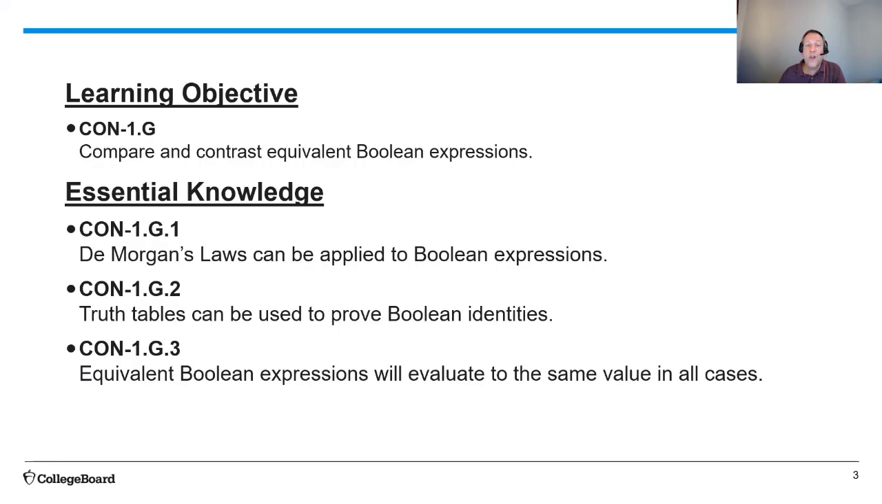Well, we're going to continue to compare and contrast our equivalent Boolean expressions. We're going to revisit De Morgan's laws and how they can be applied. We're going to talk specifically about truth tables in this video and use those to prove our Boolean identities and show that equivalent Boolean expressions will always evaluate to the same value in all cases.